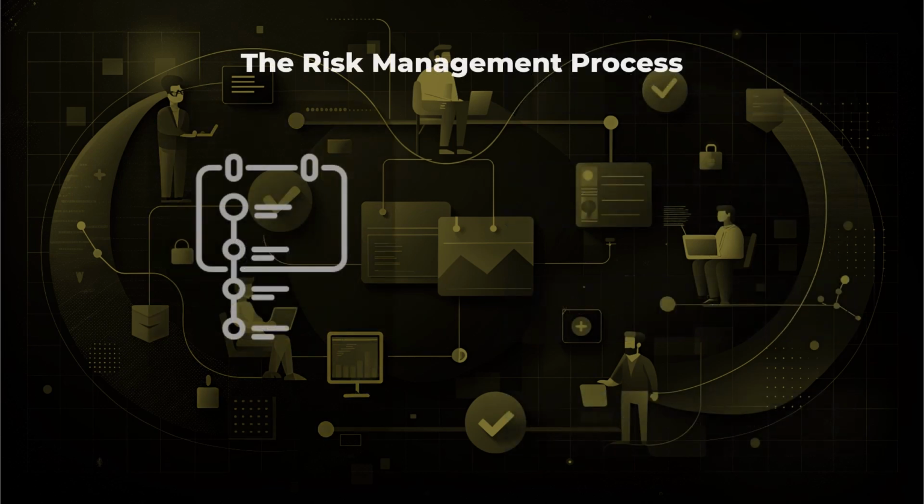The risk management process is a structured approach used by organizations to identify, assess, prioritize, plan responses to, and monitor risks throughout the project lifecycle. It involves several key steps to effectively manage uncertainties and potential threats. Here's an overview of each stage in the risk management process.